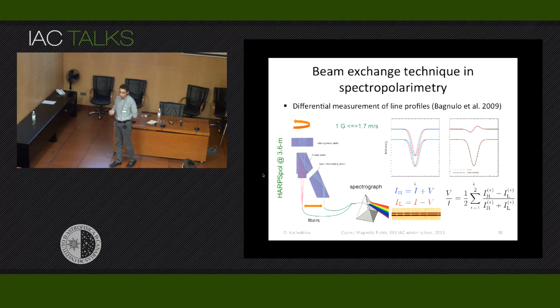Of course, this series of exposures needs to be obtained fast enough so that the star itself doesn't change. That's for sure. If the star is doing something, we should obtain observations quickly enough. So we are not affected by seeing variations in stellar spectropolarimetry at all.